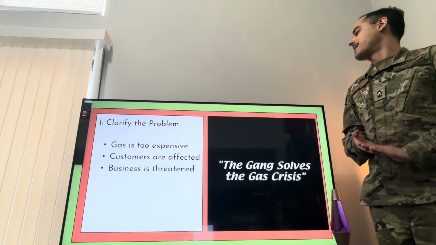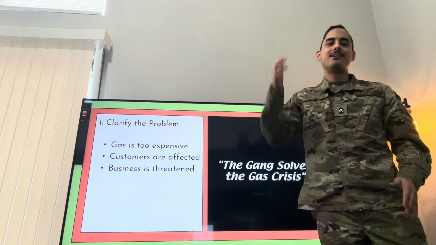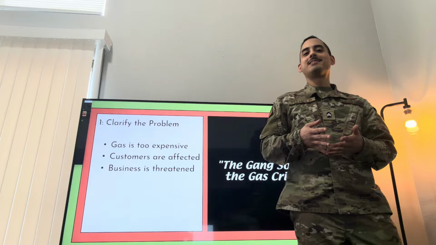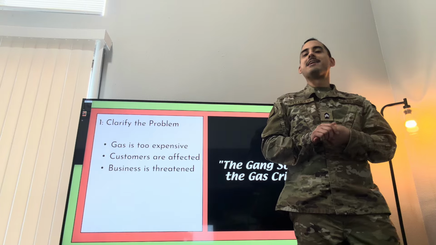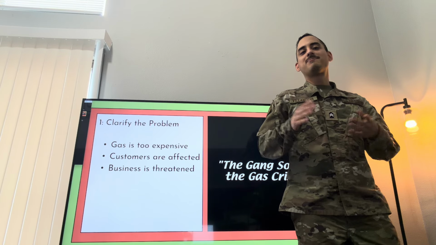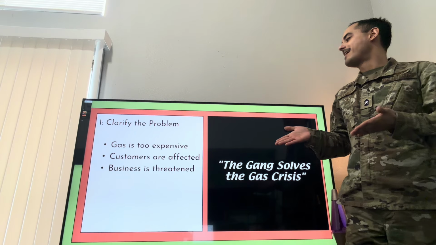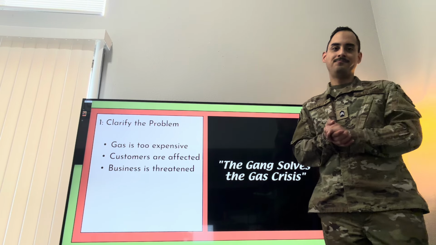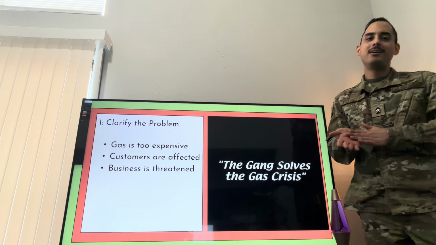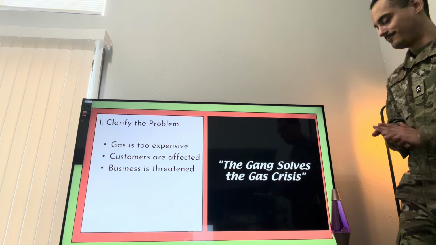So, for step 1 of the problem-solving process, clarifying the problem. In this episode, the gang identifies that gas is expensive, and this is having an impact on the number of customers they're getting through. Less people are coming to their business, and as a result, their business is suffering and is at risk of failing. This step aligns with the observe phase of the OODA loop, in that the gang recognizes their external problem.